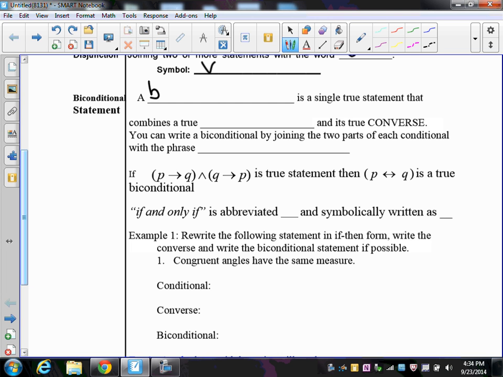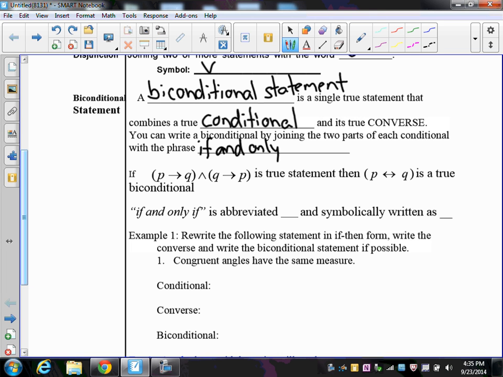A biconditional statement is what we're going to talk about next. It is a single true statement that combines a true conditional. You should remember from our previous notes, a conditional is an if-then statement. So it combines a true conditional and its true converse. Remember, the converse is where you change the order, or you just flip it. You can write a biconditional by joining the two parts of each conditional with the phrase if and only if.